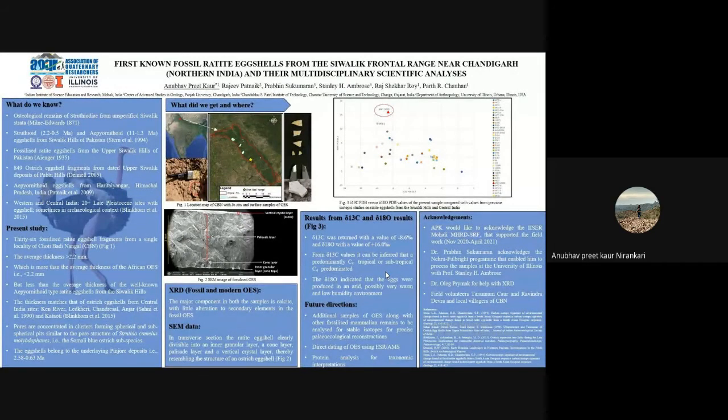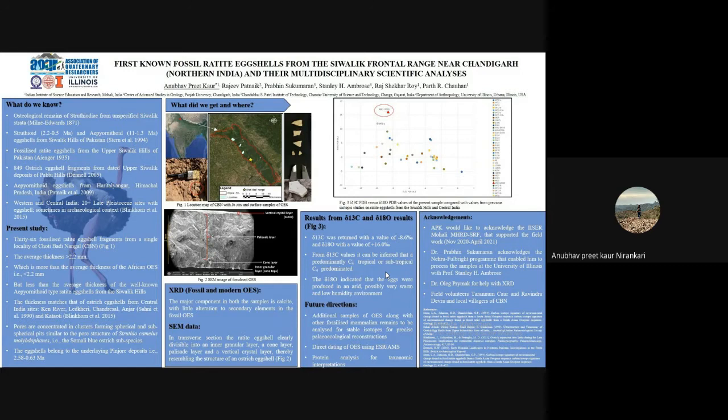Hi. In this poster, we have summarized the evidence of ostrich eggshells from the surface of the Pinjore Formation from the Shivalik Hills north of Chandigarh, and results from XRD, SEM, and stable isotope analysis. These eggshells were found on the surface of Pinjore sediments exposed north of Chandigarh at a locality called Choti Badi Nangal. Across three different scatters, a total of 36 fossilized eggshells were discovered, and their average thickness is more than 2.2 millimeter.